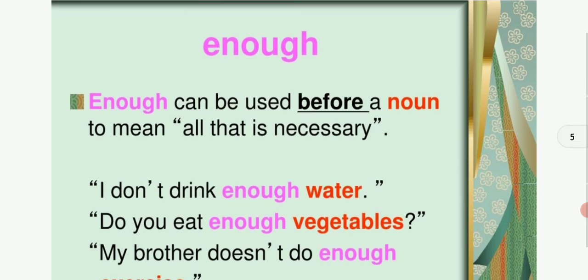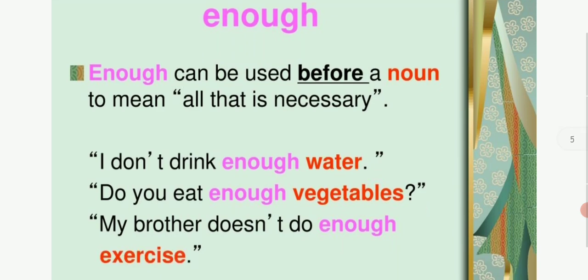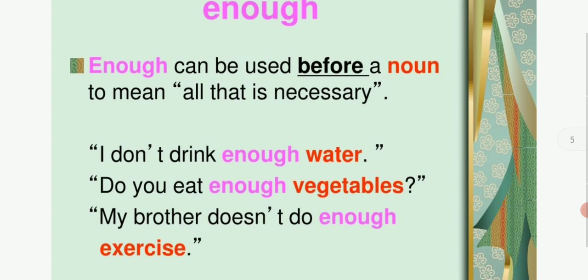I don't drink enough water. So water here is very important, very necessary. You need to drink water, okay? Do you eat enough vegetables? So here it means that you have to eat enough vegetables. You need to eat more vegetables, okay? It's very necessary for your body. My brother doesn't do enough exercise. So exercise is very important and necessary for your body, okay?